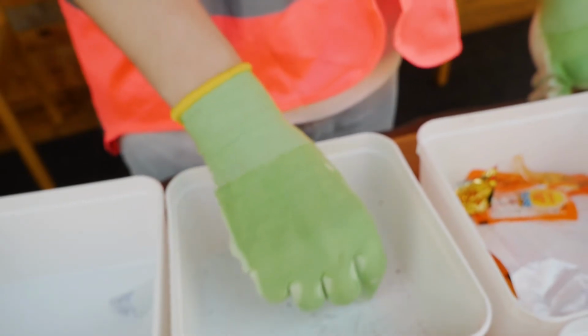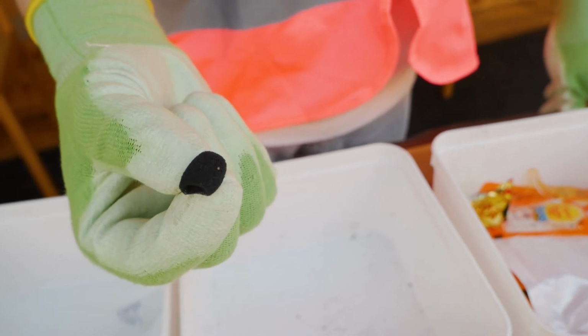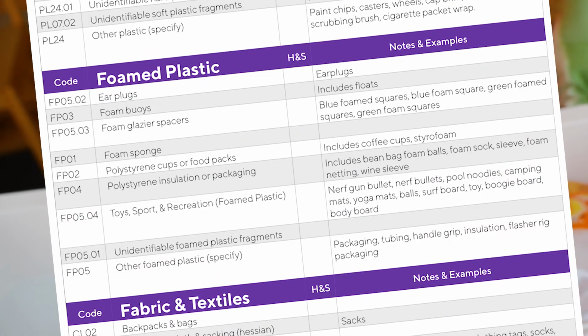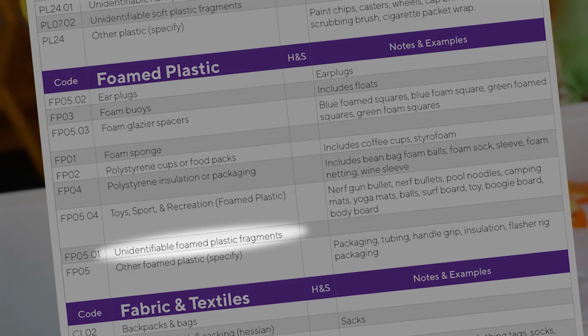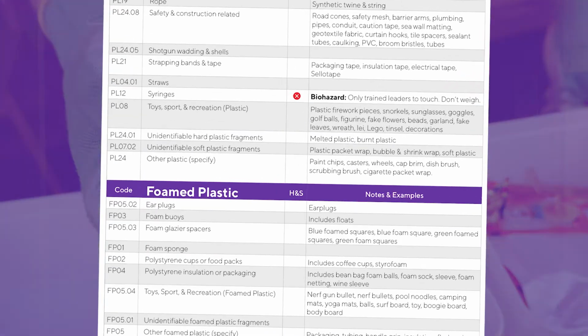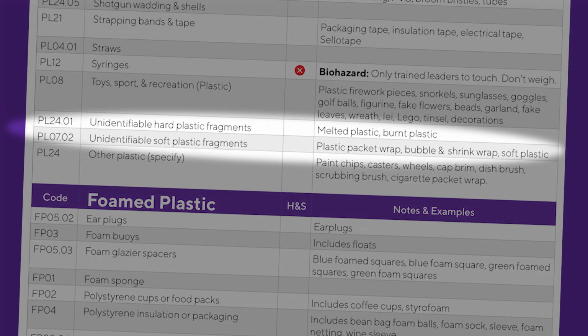When we know what something is made out of, but it is just a small fragment of that material, we classify that as unidentifiable fragment in its material class. For example, a piece of foam that we can't identify would come under foamed plastics in the category unidentifiable foamed plastic fragments, code FP05.01. Note that under plastics, there are different categories for unidentifiable fragments, one for hard plastic and one for soft plastic. Pieces of squishable plastic you can't identify as a bag or food wrapper would go under soft plastic.